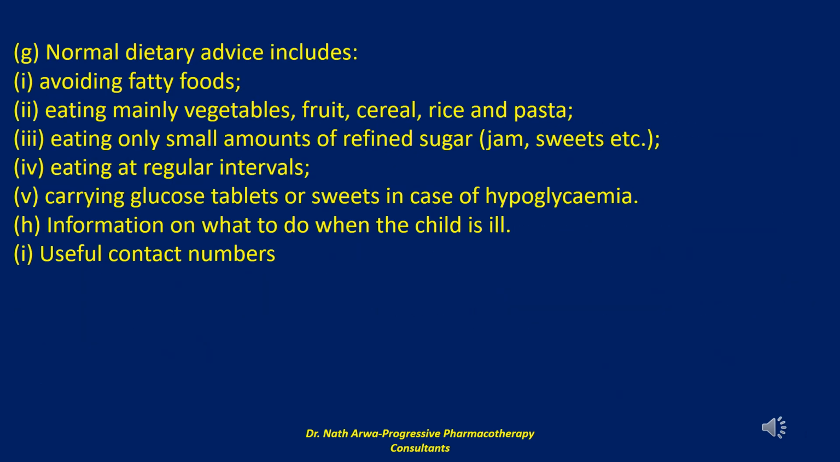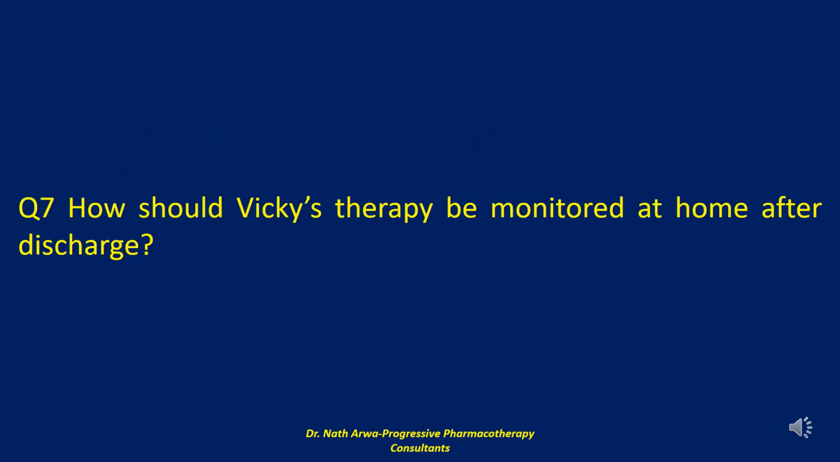G. Normal dietary advice includes the following. 1. Avoiding fatty foods. 2. Eating mainly vegetables, fruit, cereal, rice and pasta. 3. Eating only small amounts of refined sugar, jam, sweets etc. 4. Eating at regular intervals. And 5. Carrying glucose tablets or sweets in case of hypoglycemia. H. Information on what to do when the child is ill. 1. Have useful contact numbers. Question 7 reads, how should Vicky's therapy be monitored at home after discharge?